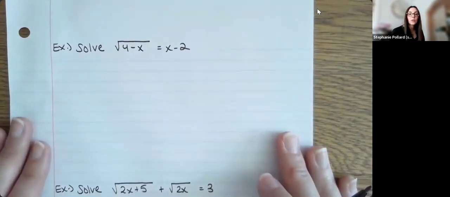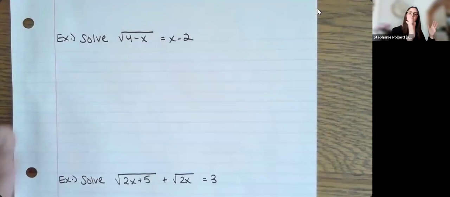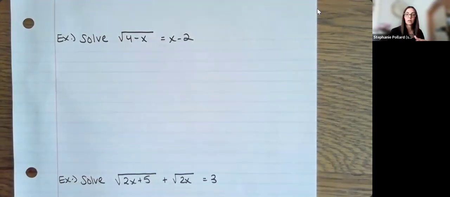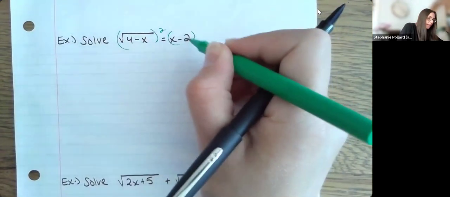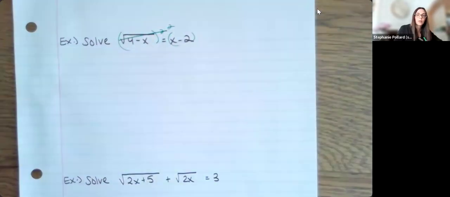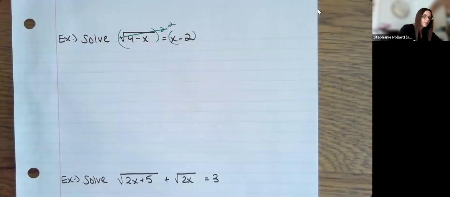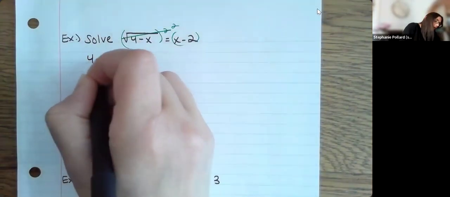All right, now this one is set up and ready to go. So notice that my radical is on the left side, everything else is on the right. So the radical is already isolated. This is a square root, so we're going to square both sides. That will cancel out the root piece. I'm left with 4 minus x.